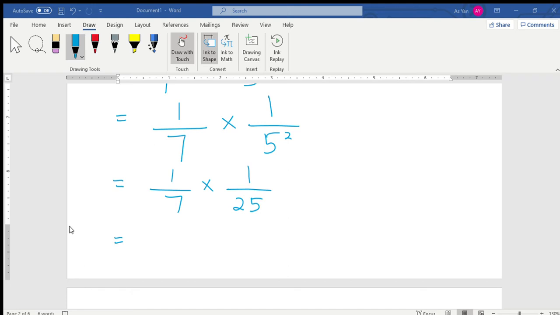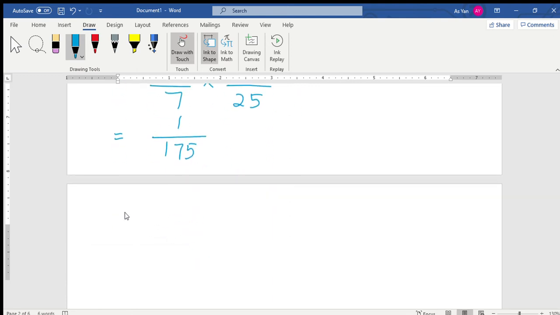So 7 multiply with 25 equals to 175. So 1 times 1, 1 over 175. Okay. Next question C.